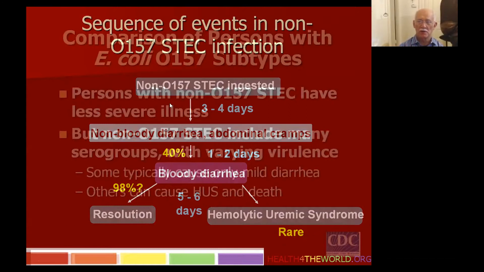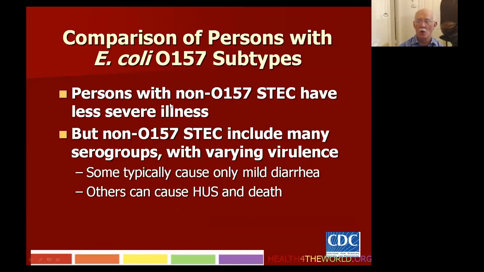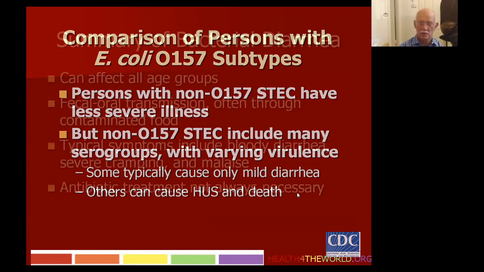So those persons with non-O157 Shiga toxin producing E. coli have less severe illness. But the non-O157 strains can include many serogroups with varying virulence. Some only cause mild diarrhea, others can cause more severe problems.